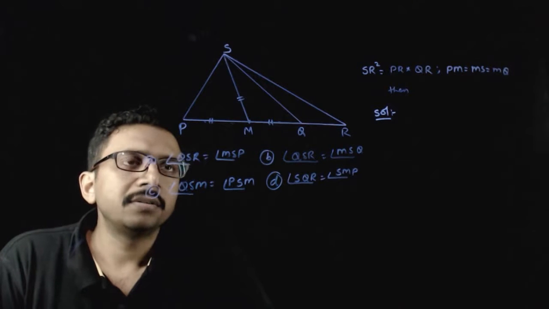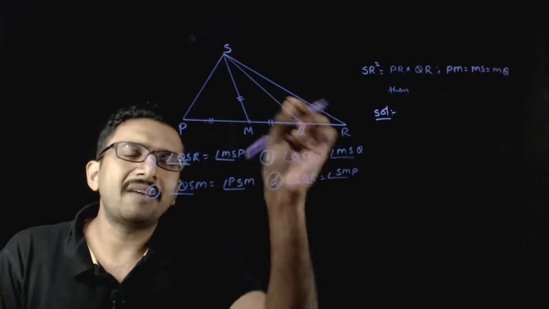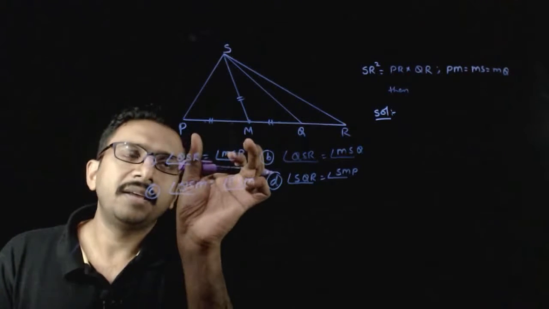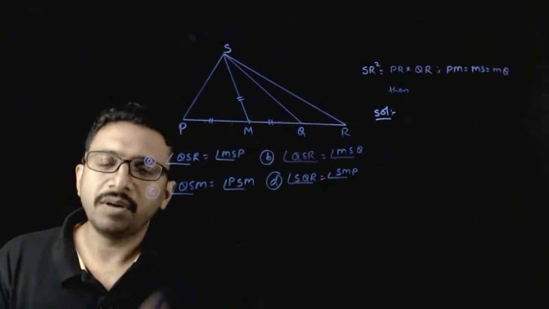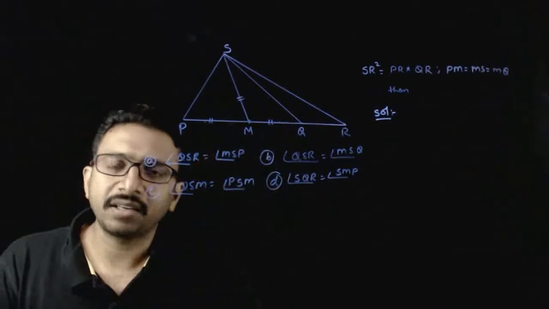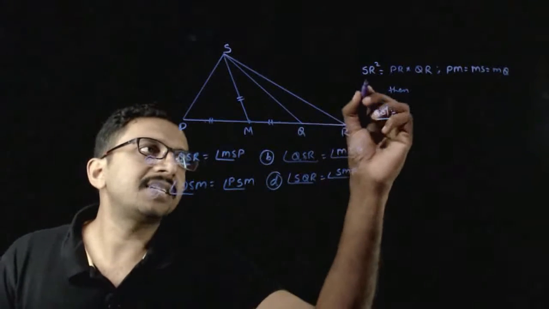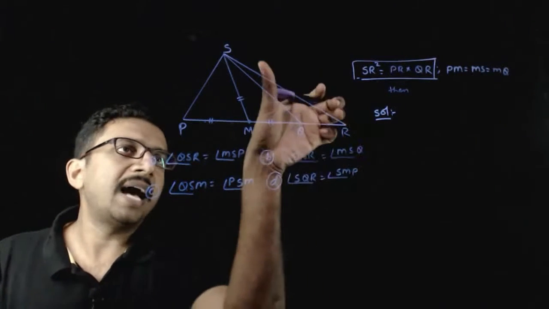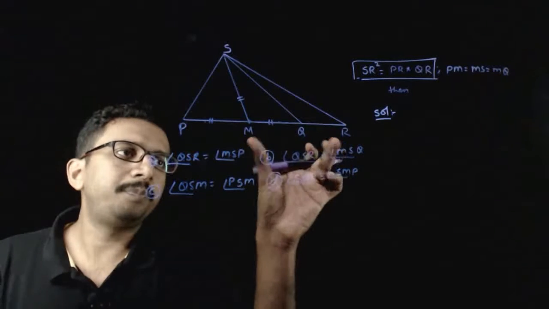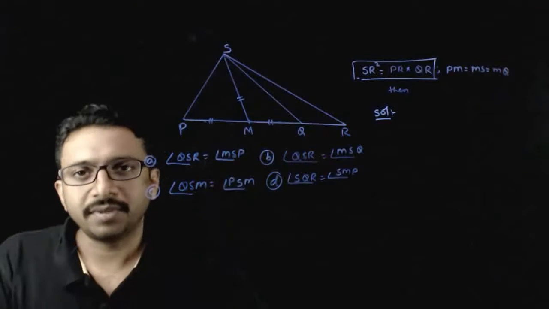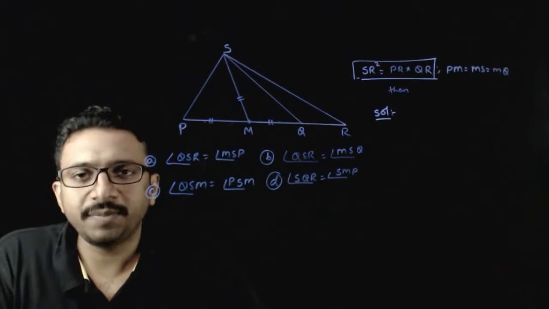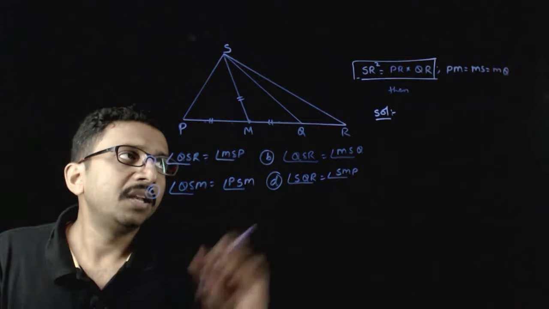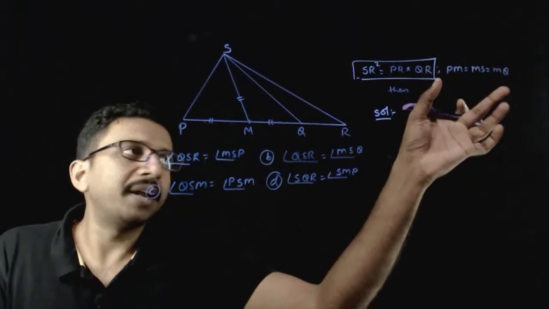So welcome students. In this question, you're given a figure where PSR is a triangle and PM is equal to MS is equal to MQ. These three sides are given to be equal, and SR square is equal to PR times QR. This is given. If these two statements are true, which of the following statements are true? That's the question.